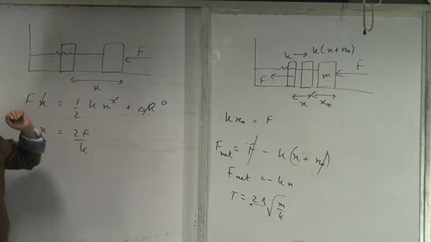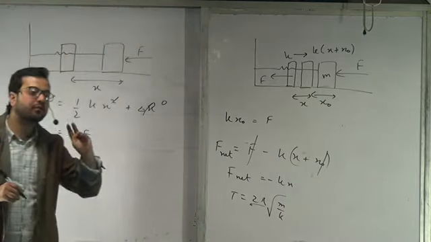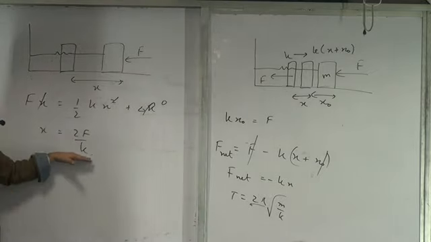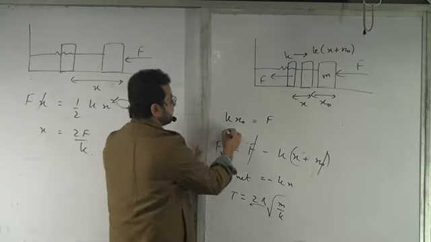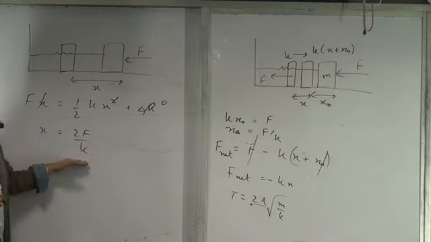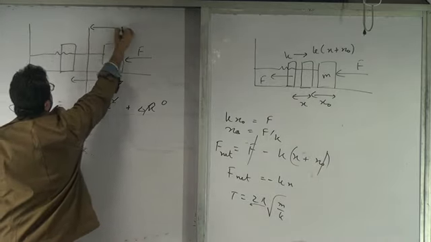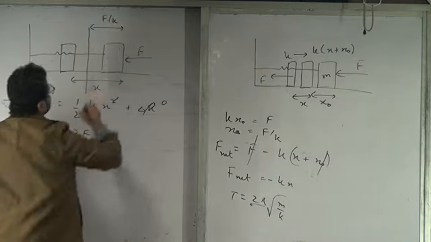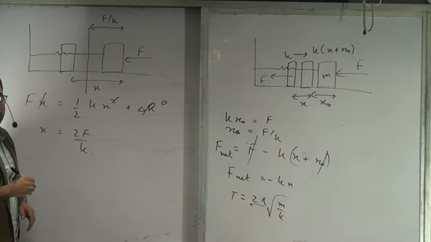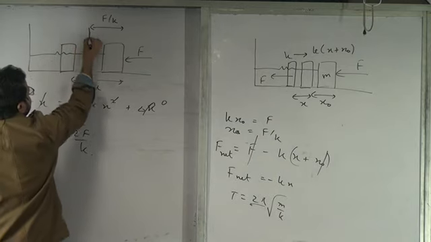Is that correct? Okay. Now tell me, from where is the amplitude calculated? From the mean position. Where is the mean position? The mean position is at x naught equal to F by k. Is that midway? So this would be the mean position of the particle. And what will be the amplitude? The amplitude will be F by k. Is that clear? The amplitude has to be calculated from here.